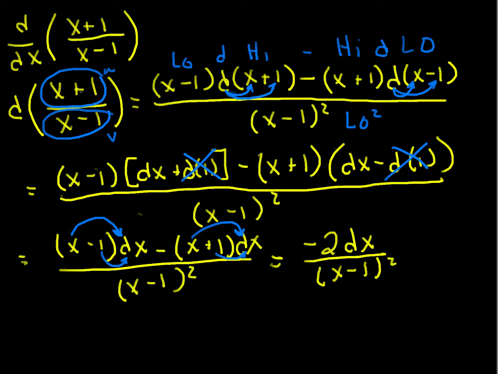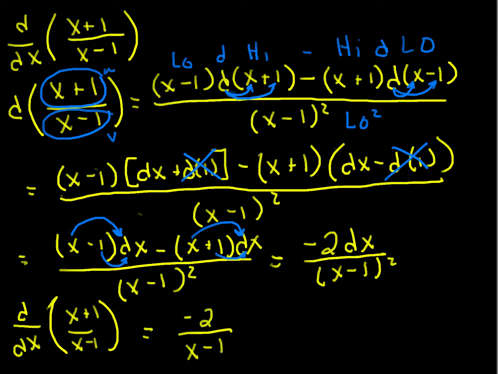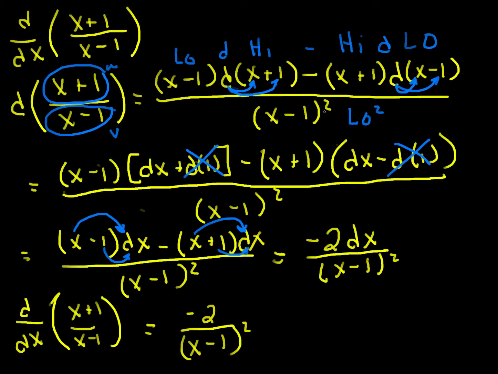So if I want to know the derivative with respect to x, then we have that the derivative with respect to x of x plus 1 over x minus 1, well, we computed the differential of this term already. It's negative 2 dx over x minus 1 squared. So if we divide through by a dx, it'll cancel with that. And so the answer is negative 2 all over x minus 1 quantity squared.